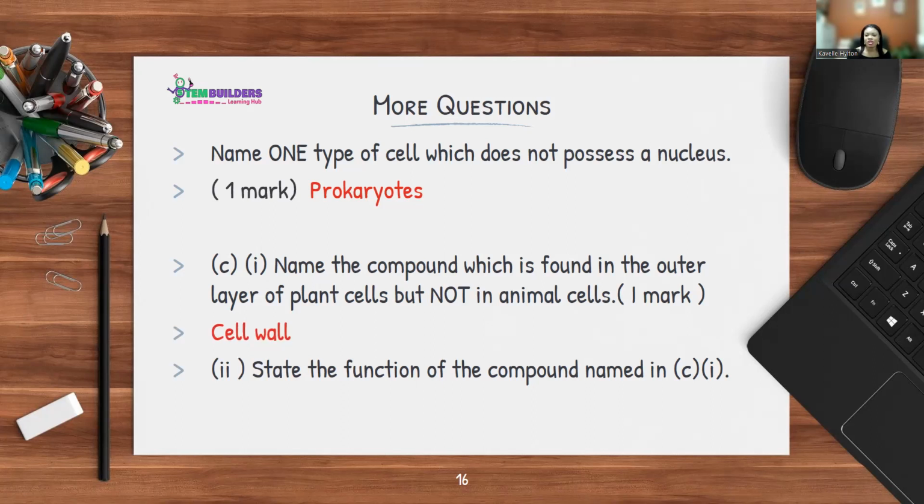Then name the compound which is found in the outer layer of plant cells, but not in animal cells. So this is the cell wall. So the cell wall is found in the outer layer of plant cells, but not in animal cells. And the next question states, state the function of the compound named in C1. So they're asking you, what is the function of the cell wall? So that is the question. And the answer is to protect and support the cell. Very simple, 1 mark.